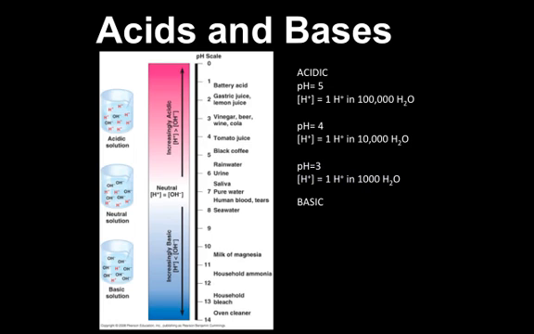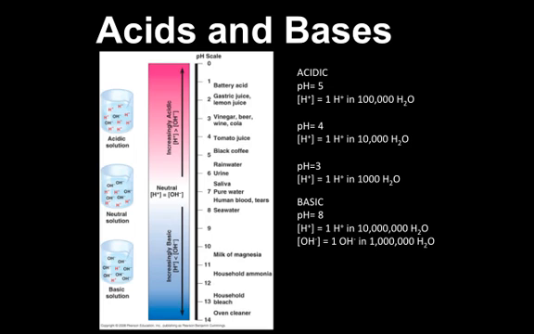Now vinegar has a pH of 3. That's the concentration of 1 hydrogen ion in 1,000 water molecules. That's 10 times more concentrated than a pH of 4. So a pH of 3 is 10 times stronger than a pH of 4 and 100 times stronger than a pH of 5.